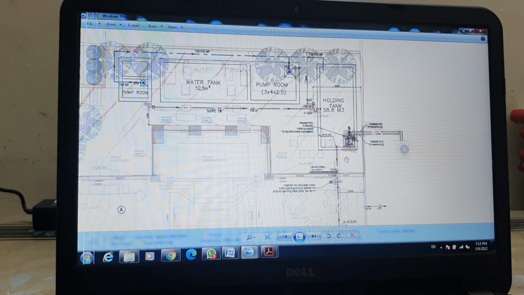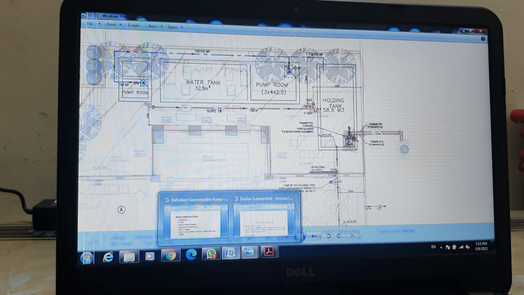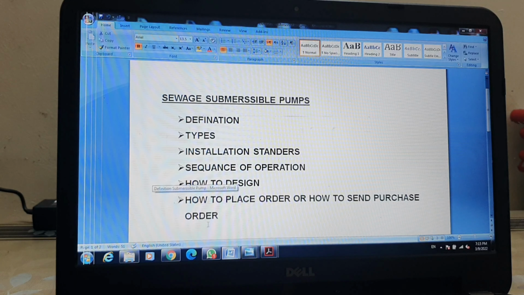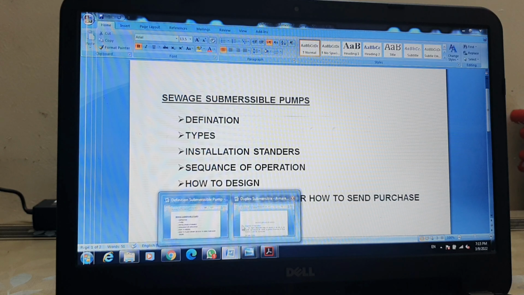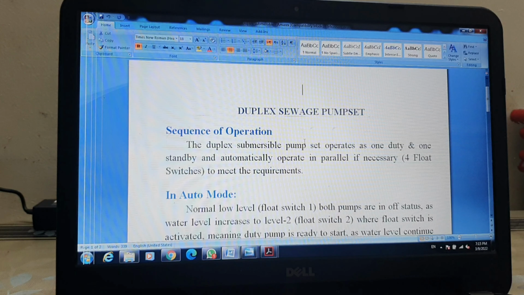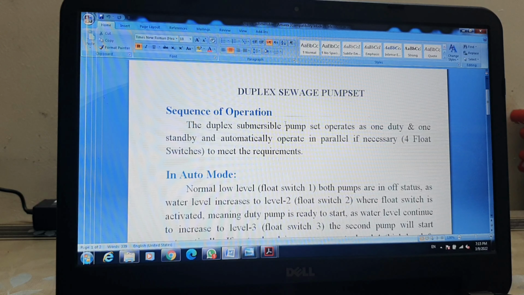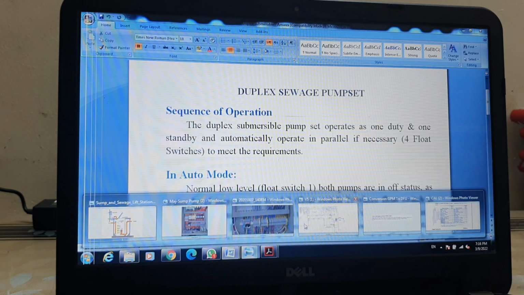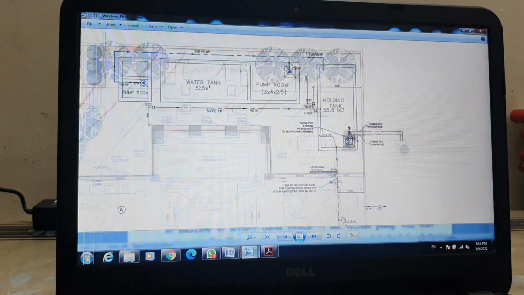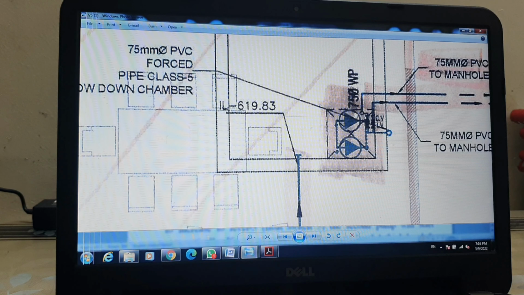But the very important thing is that we have to decide the sequence of operation. Friends, I would like to put in front of you one sequence of operation for the duplex submersible pump. You can see in the drawing we have two pumps, one working, one standby.